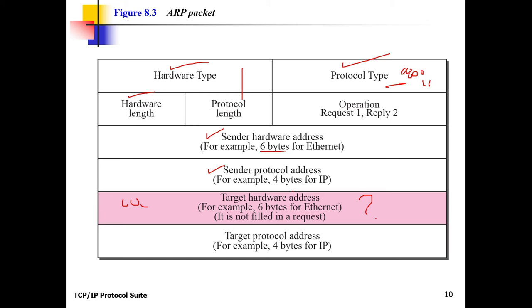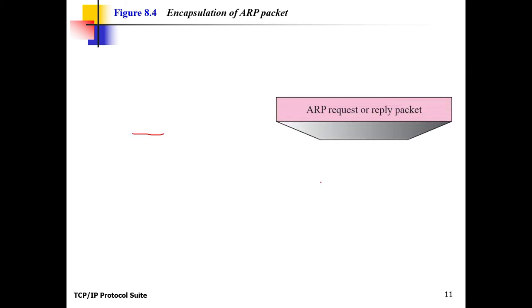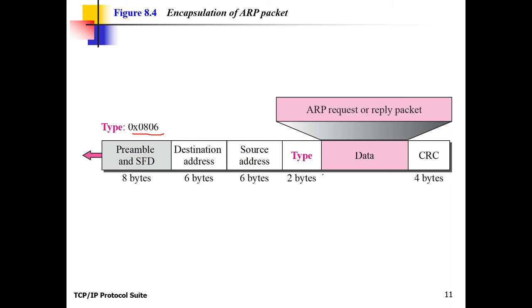Very easy. So this data will be encapsulated. The ARP packet will be encapsulated in that frame. So what is the process? The sender knows the IP address of the target and inserts it there. It asks ARP to create an ARP request message, which will be integrated in the data in the frame sent in here.